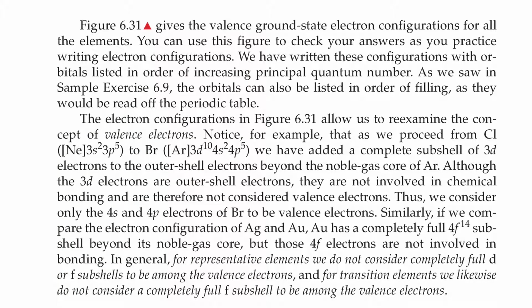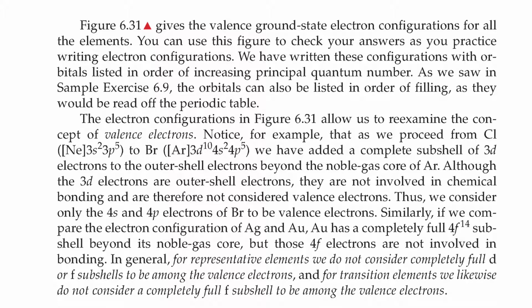Figure 6.31 gives the valence ground state electron configurations for all the elements. You can use this figure to check your answers as you practice writing electron configurations. We have written these configurations with orbitals listed in order of increasing principal quantum numbers. As we saw in Sample Exercise 6.9, the orbitals can also be listed in order of filling, as they would be read off the periodic table.